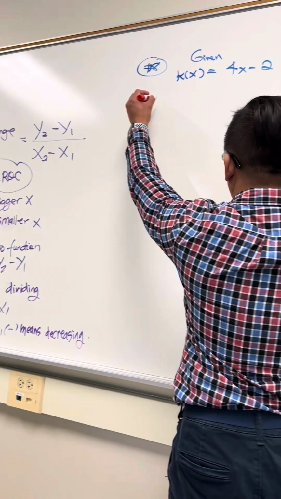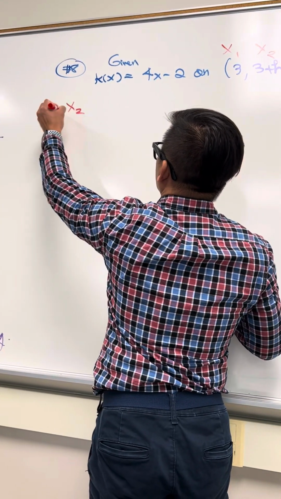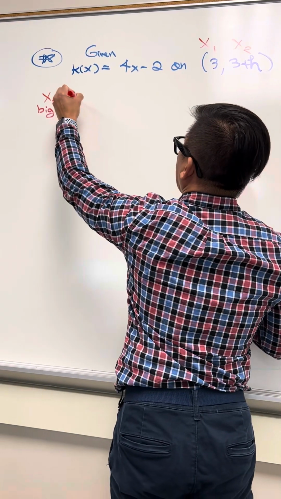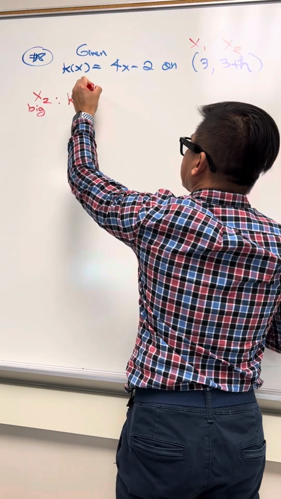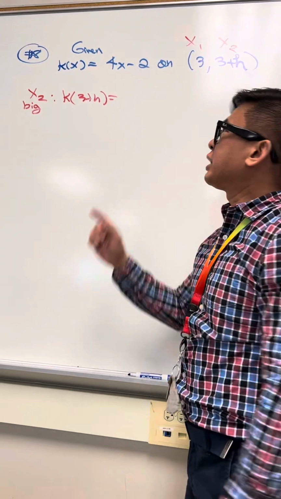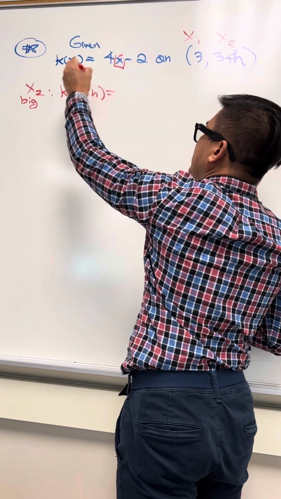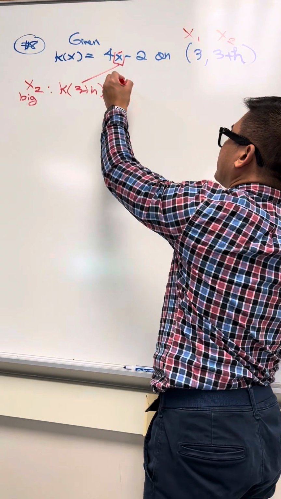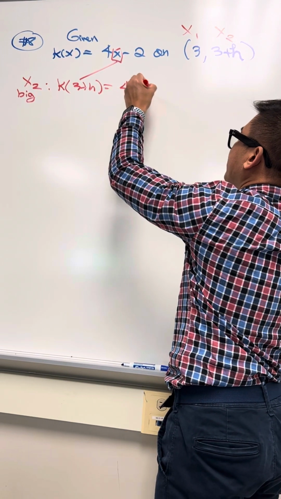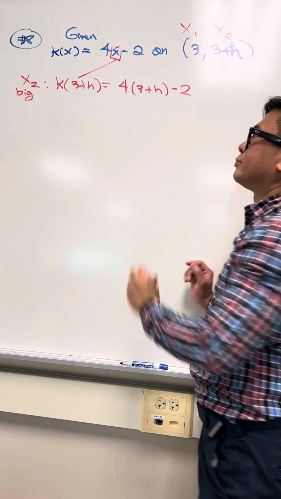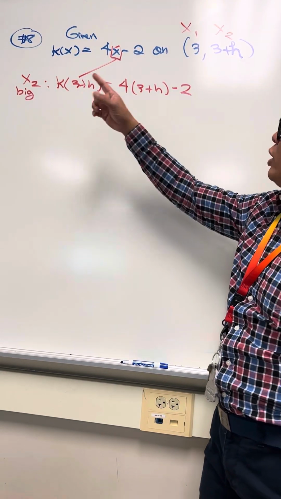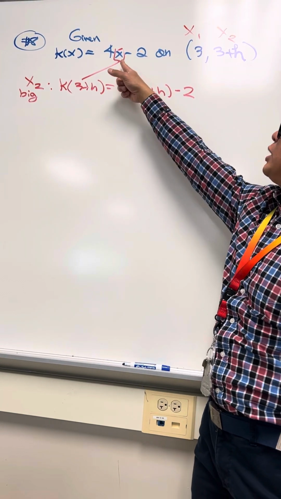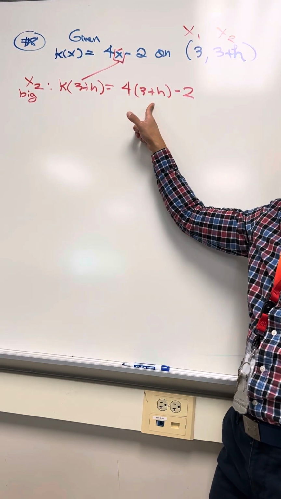So let's do that one on the bigger x first. x2, the bigger x, is equal to, what's this? So k at 3 plus h. In short, the x in here will be replaced by 3 plus h instead. So that'll be 4 times 3 plus h minus 2. Once again, to evaluate the function k at x equal to 3 plus h, you simply substitute the x with 3 plus h.